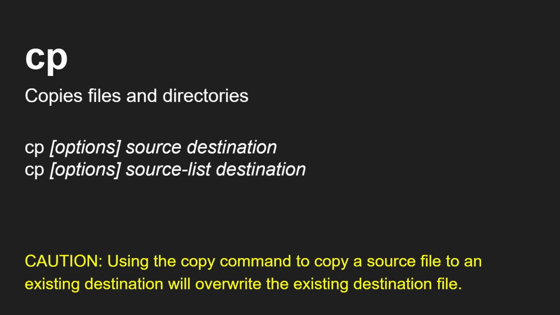Let's get to it. The copy command cp copies files and directories and has two forms. Both forms accept 0 or more option arguments that can be used to modify the command's behavior. In the first form, the source argument is the name of the file or directory that cp will copy. The destination argument is the name that cp will assign to the new copy. In the second form, the source list arguments are a list of one or more files or directories that cp will copy. The destination argument is the directory name where the copies will be placed.